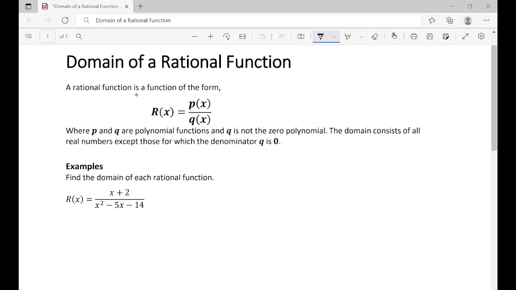A rational function is a function of the form r of x, which is just p of x divided by q of x, where p and q are polynomial functions and q is not the zero polynomial. The domain consists of all real numbers except for those where the denominator q is 0. So just what would give us 0 in the denominator? We've got to make sure to avoid that.